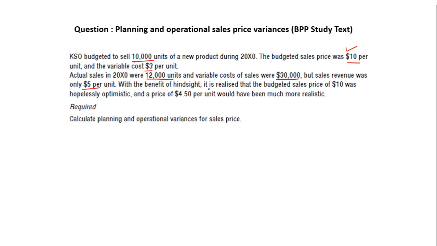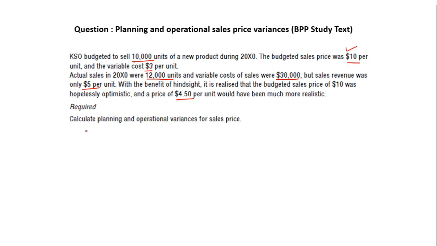With the benefit of hindsight, it is realized that the budgeted sales price of $10 was hopelessly optimistic and that a price of $4.5 would have been much more realistic. So here we have some basic information. Now remember, this time we are not just talking about the size and volume, we are also talking about your price variance. When it came to volume, we have already seen how the volume variance works. This time we'll look at the size variance and see how you can split the sales price variance into your planning variance and operational variance.